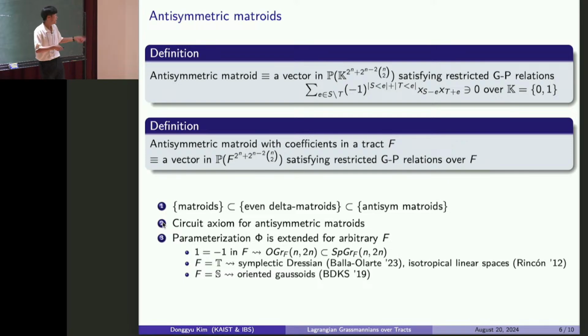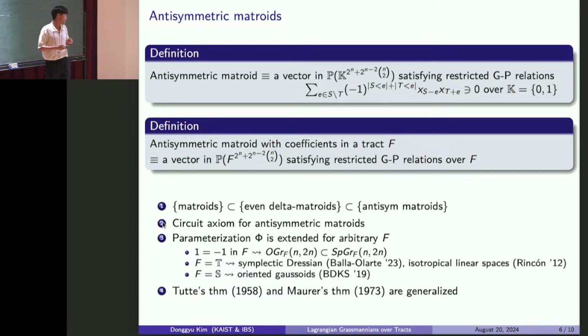And another thing is, this gives the definition of the oriented antisymmetric matroid. So I think there is no well-known concept of a type B or type C analog of the oriented matroid, but I give these by just taking our F as a sign hyperfield, and this is also quite related with the oriented Gaussoid paper. And another fascinating thing is that this extends the Tutte theorem and the Mauro's theorem very well. So I will explain this a little bit later.